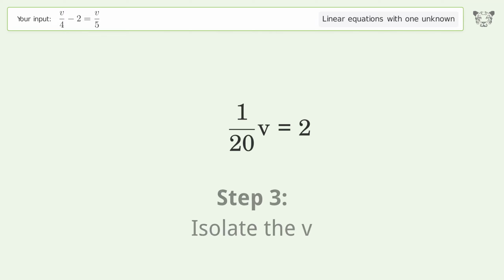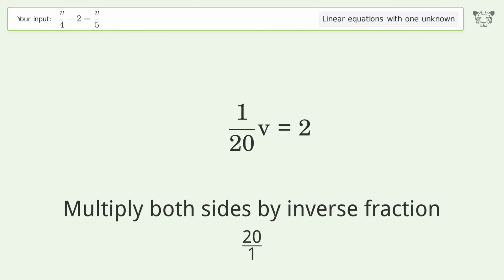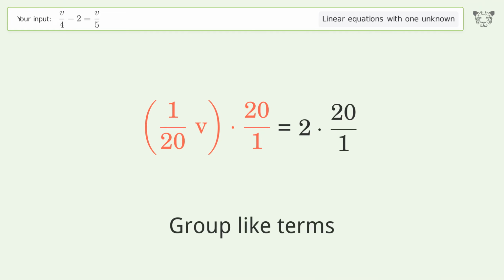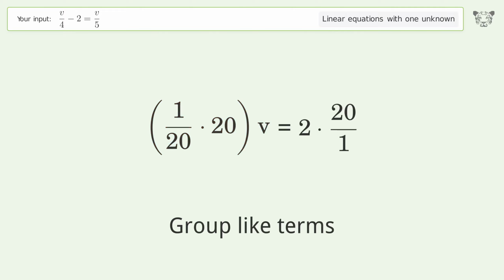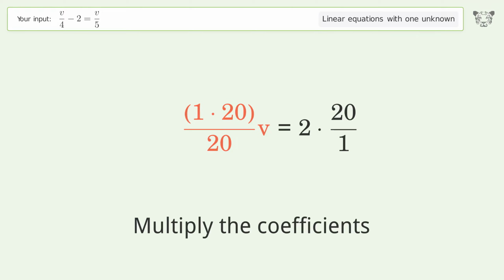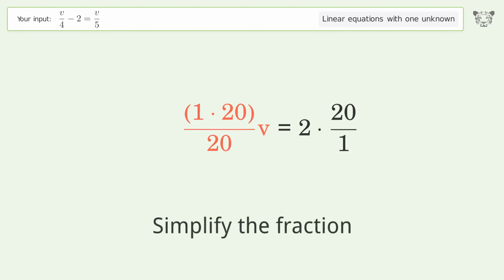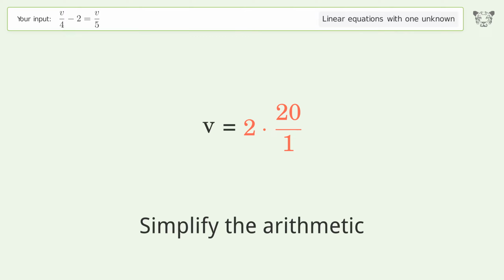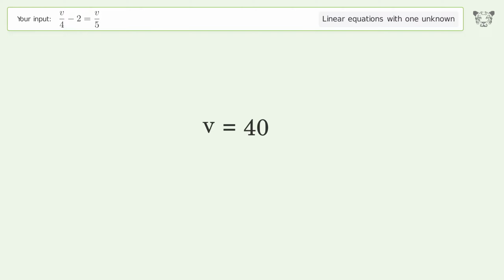Isolate the v. Multiply both sides by inverse fraction 20/1. Group like terms. Multiply the coefficients. Simplify the fraction. Simplify the arithmetic. And so the final result is v equals 40.